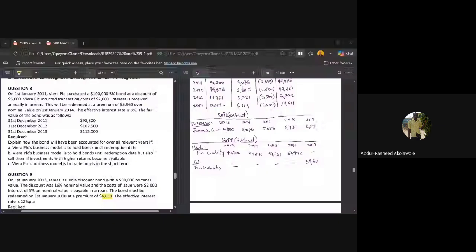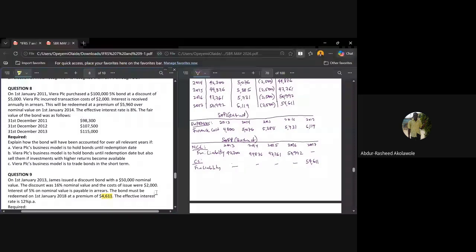US dollar 5% bond at a discount of $5,000. Vera PLC incurred transaction cost of $2,000. Interest is received annually in arrears. This will be redeemed at a premium of $5,960 over nominal value on 1st January 2014. The effective interest rate is 8%.